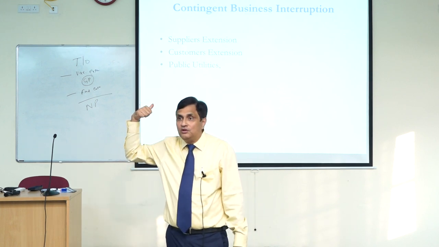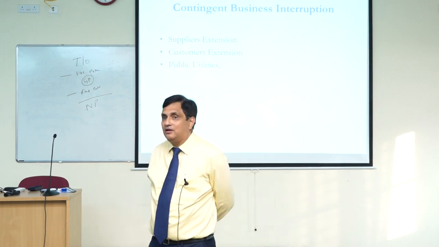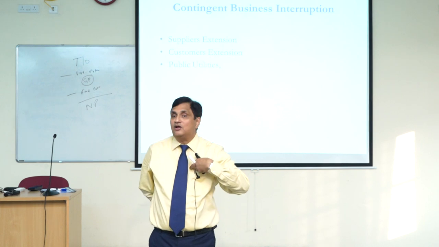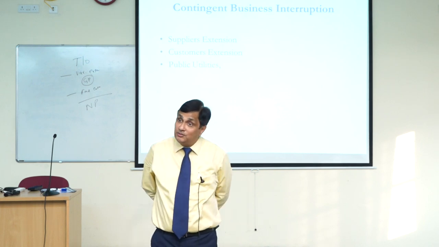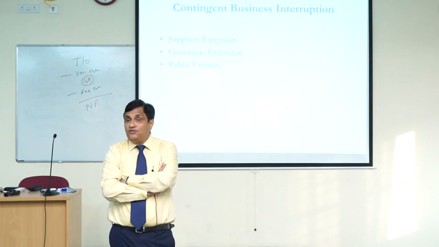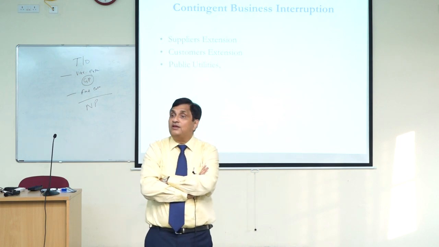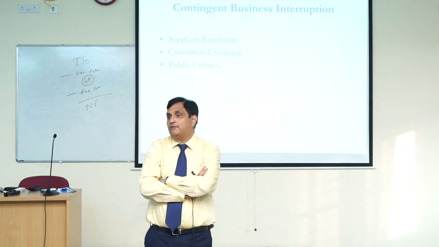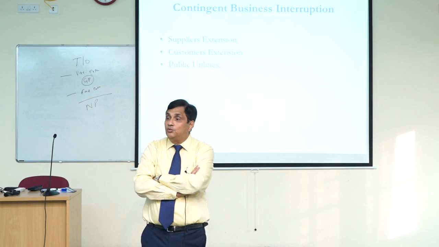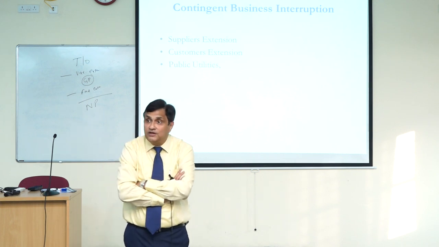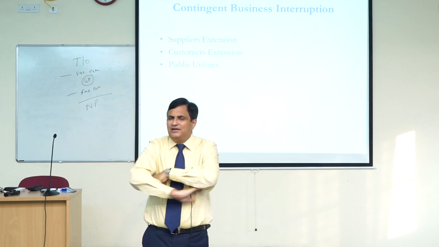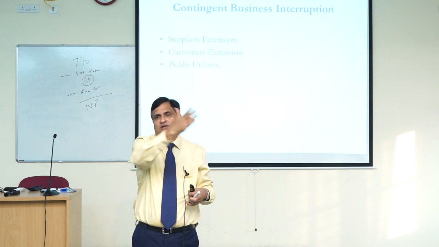You can cover that also. That means it can be a supplier's extension. That means a supplier has a loss or damage due to an insured peril, my loss of profit is affected, I can cover it. Customer's extension. Sometimes I may have captive customers, one or two customers. If nothing happened to me, but the customer had a fire, he will not buy from me. So I will have a loss. That also can be covered. Sometimes public utilities like electricity are affected, gas is affected, water supply is affected, because of which you can have a loss of profits. Again, that is called contingent business interruption. Contingent business interruption means loss occurs somewhere else, you have a loss.